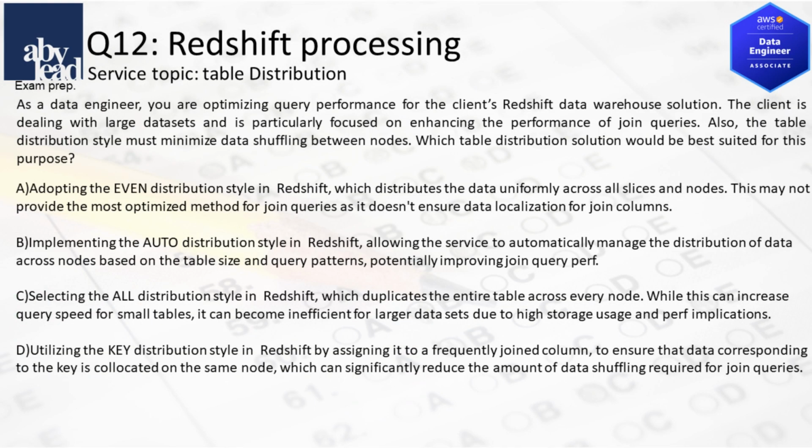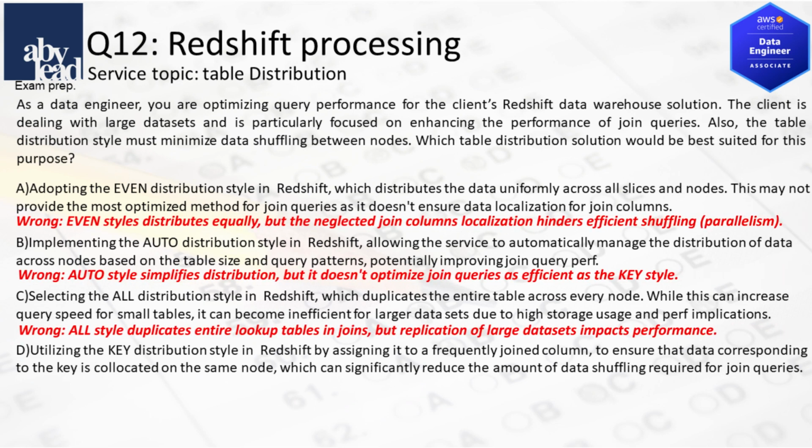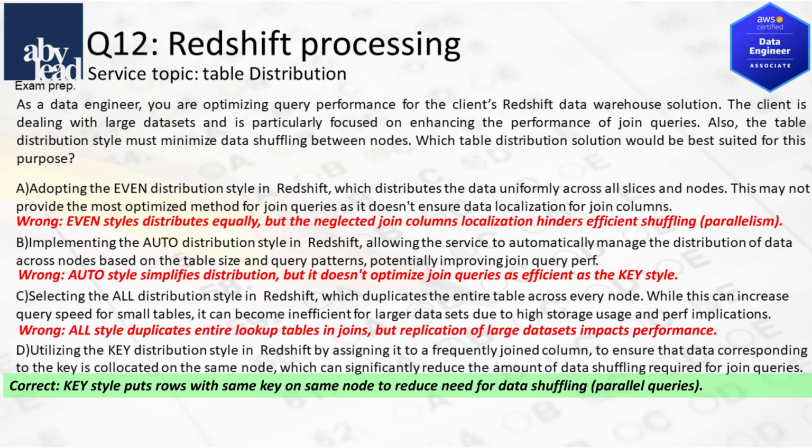Question 12. How do you optimize a Redshift join query with large datasets and reduce node shuffling with distribution style? The even style without joining columns is inefficient, and the auto style is less efficient than the key style. Besides, the all style duplication makes it slow for large datasets. In contrast, key style works with the same key for joins of all rows in large datasets and reduces data shuffling.